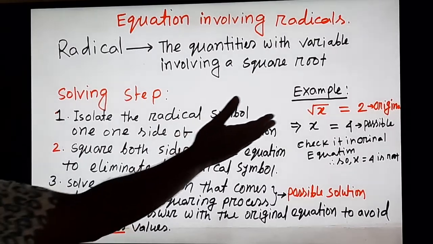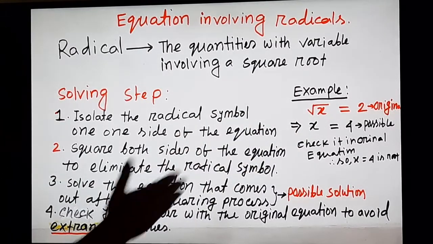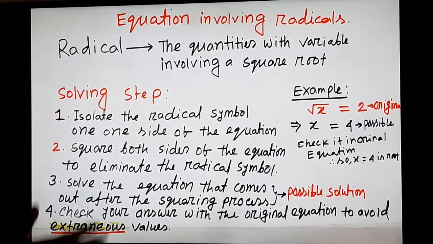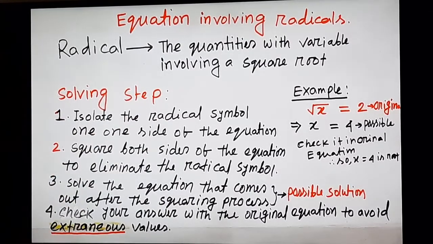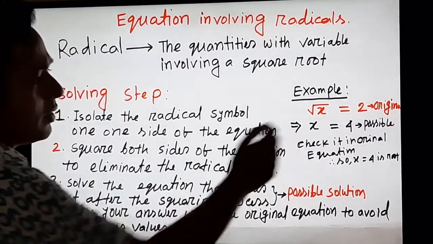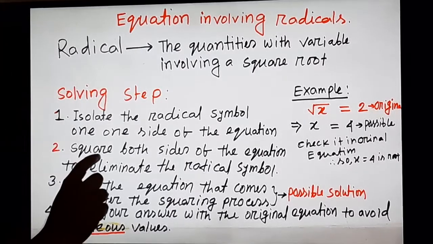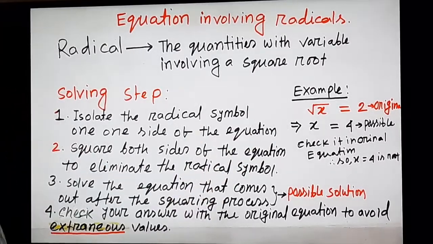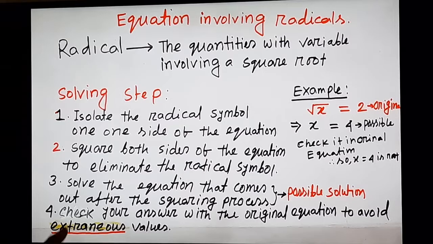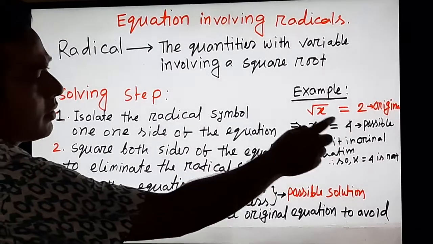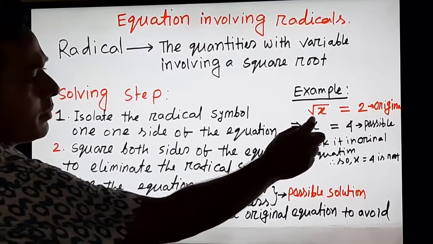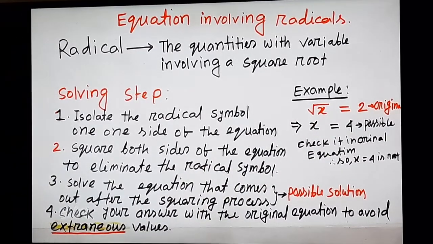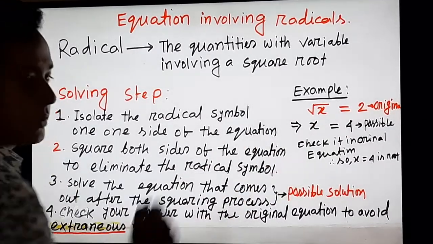We can observe this example. Root over x is equal to 2. This is our original equation. After squaring, x is equal to 4. This is our possible solution of the original equation. So after checking or verification, x is equal to 4, root over 4 is equal to 2. So the left hand side and right hand side are equal, and this is our root.